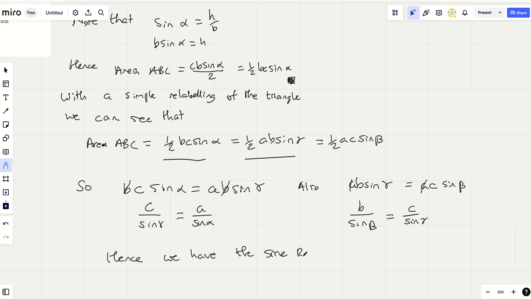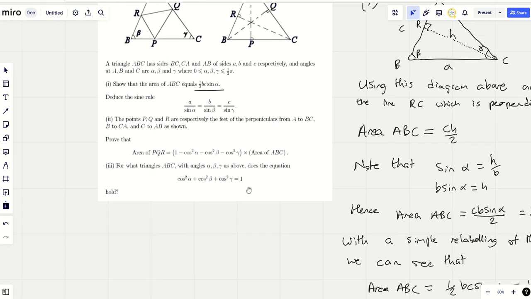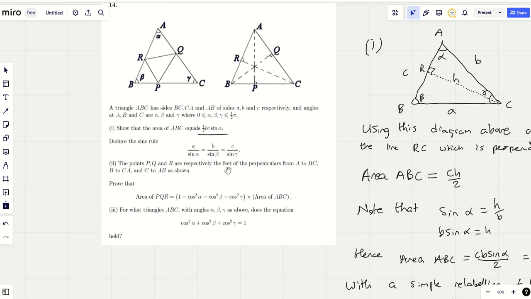Yeah, just convince the examiner you understand each step of the argument. A over sine alpha equals B over sine beta equals C over sine gamma. Colour in your little square. That completes the proof, yeah? Okay, so that's the first part done. That's, like I say, bog standard A level.